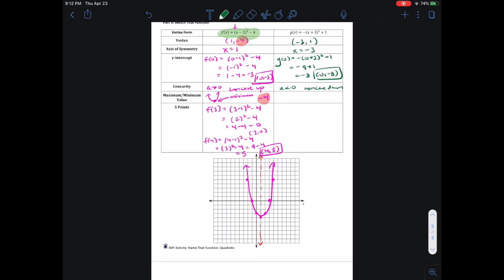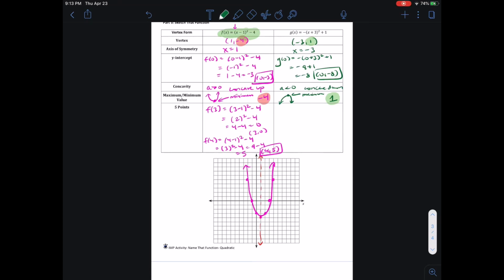I know that I have a maximum value, because if I'm concave down, I'm going to have a maximum there. That maximum value will be +1. Again, keep in mind, it's always the y-coordinate of the vertex, right? Now at this point, before I come up with the 5 points, I'm going to graph what I have.